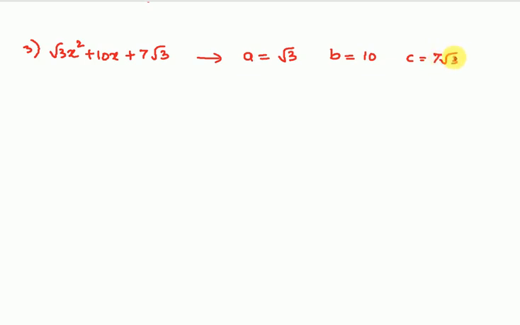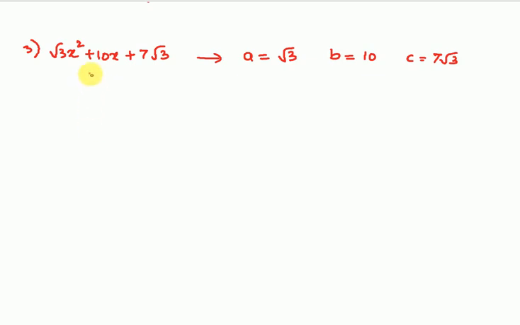So third example, a few irrational numbers we will consider, the polynomials with irrational coefficients, that is root 3x square plus 10x plus 7 root 3. Now in this, what's the value of a? Coefficient of x square, which is root 3, b coefficient of x, that is 10, and c is equal to the constant term, which is 7 root 3. Now first we have to find the values of alpha and beta, that is zeros of the polynomial.